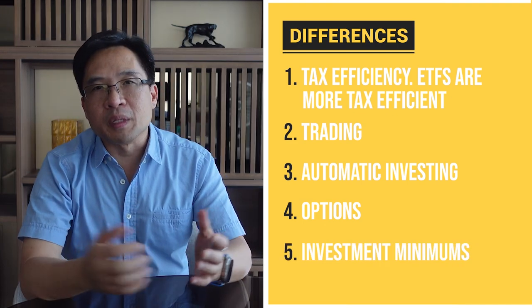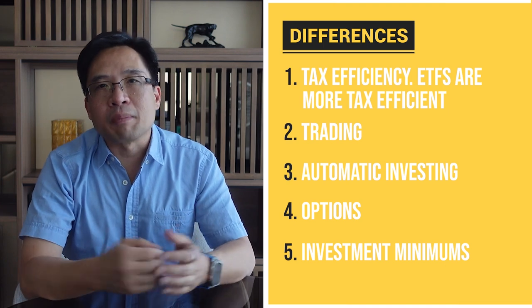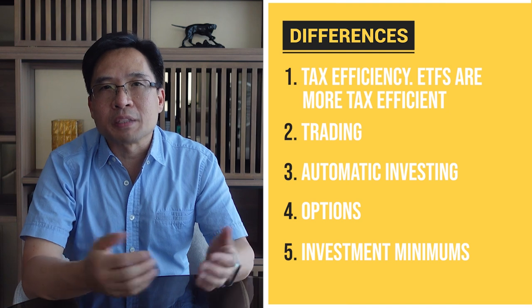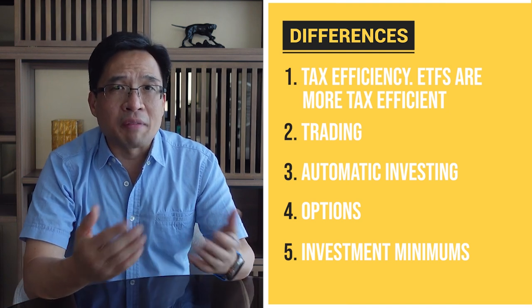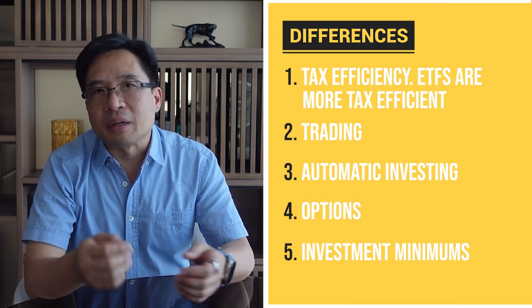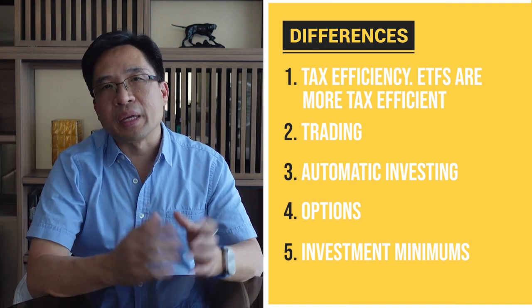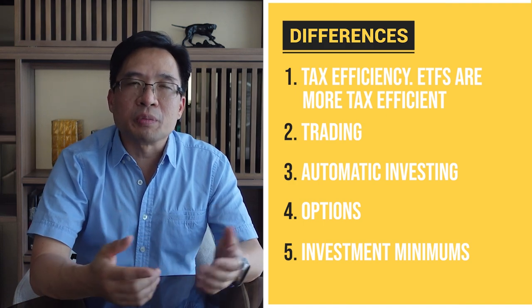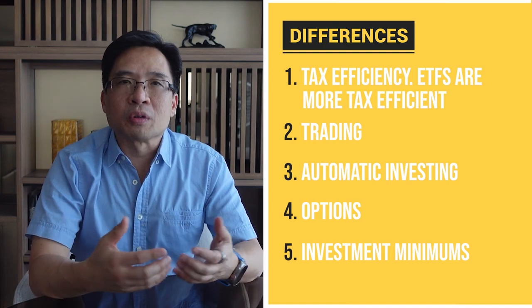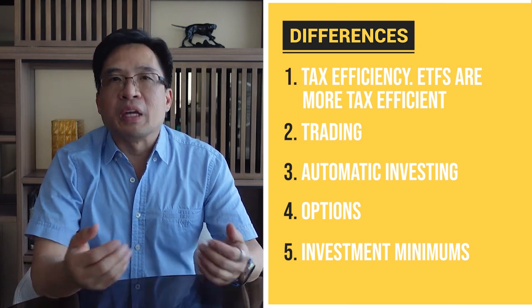5, investment minimums. Some mutual funds require a minimum investment. For example, Vanguard's Admiral shares have a $2,500 minimum investment. The Admiral shares have a lower expense ratio than the investor counterparts, and so you get a discount. The difference is around 10 basis points. On the other hand, on the ETF side, the minimum used to be the price of one share, but that isn't the case any longer. With more brokers allowing fractional share trading, basically you could invest $1 if you wanted to.